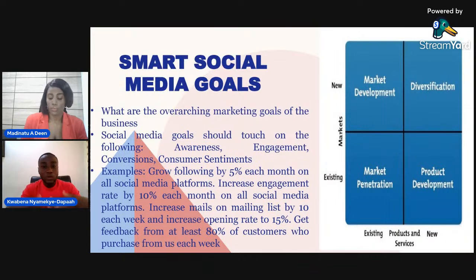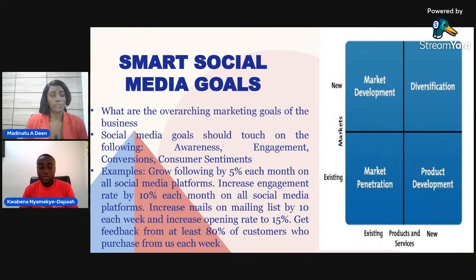So, what are your overarching marketing goals of the business? Now, social media basically does these four things: creates awareness, promotes engagement, helps in conversions, and also helps to know your sentiments from the customers. Awareness, we want people to hear about you. Engagement: likes, shares, comments. Conversions.